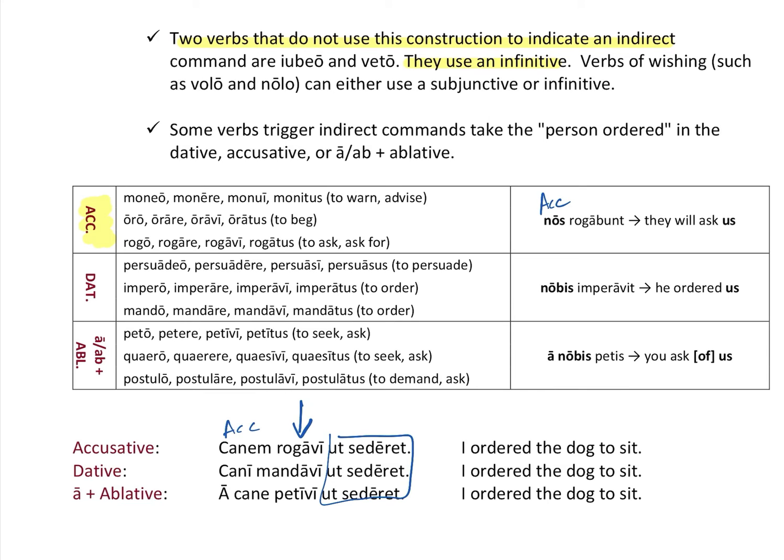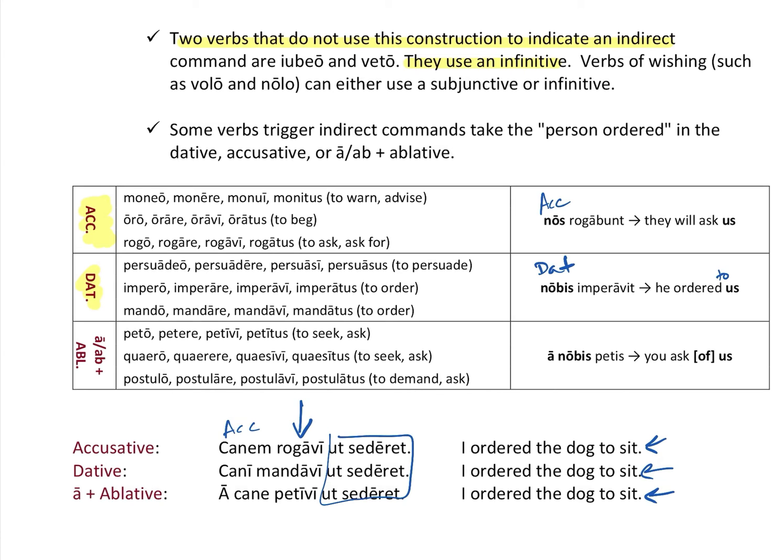that use the accusative. There's some that take the dative, persuadeo, impero, and mando. So he ordered us. So you can think of those verbs as basically he gave an order to us, right? It takes the dative. And here we have the dative down below. Cani mandavi ut sederet. I ordered the dog to sit. Guess what? In the English, it's exactly the same, because in the English, we use the infinitive. In the Latin, we don't.